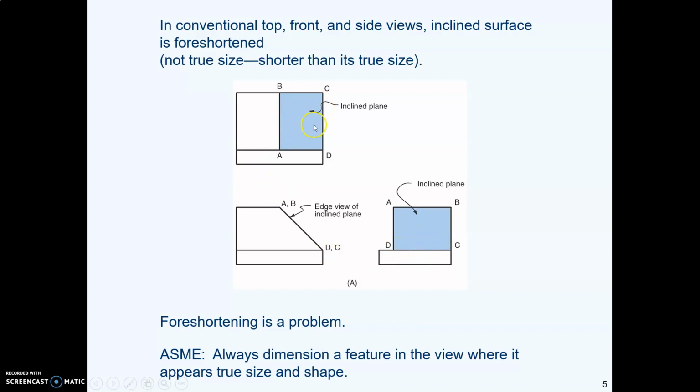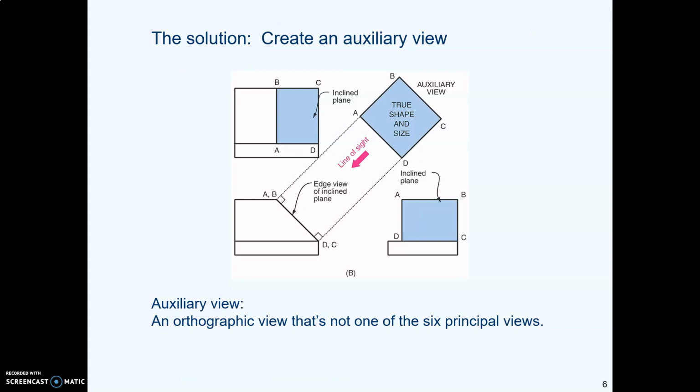So in the top view, it's the right width, but it's been squished side to side. And in the front view, it's the right width, but it's been squished up and down. It's foreshortened. And ASME says we have to dimension our features in the view where they appear true size and shape. So what we do is we create another view called an auxiliary view, and it's an orthographic view. It's at right angles to something or other. It's just not one of those standard top, front, side views.